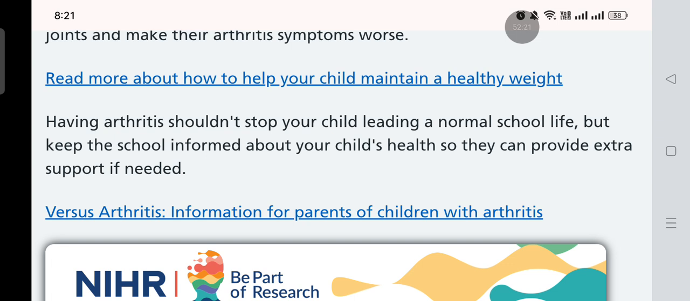So, this is all we have on this topic, which is arthritis. I hope you got the information, but again, if you want to use any treatment, you should consult your physician first.